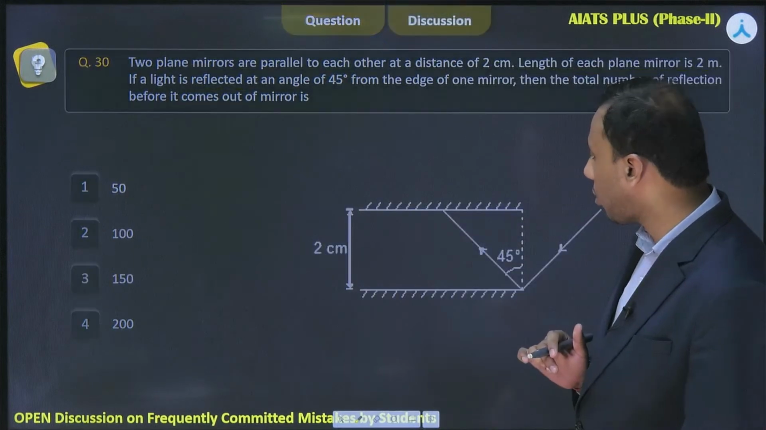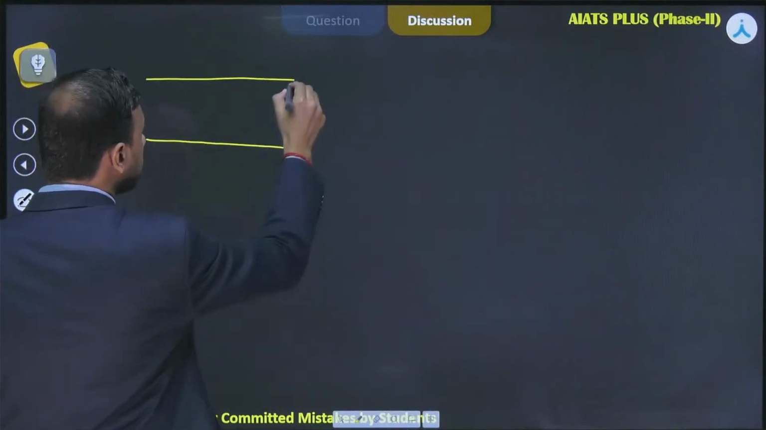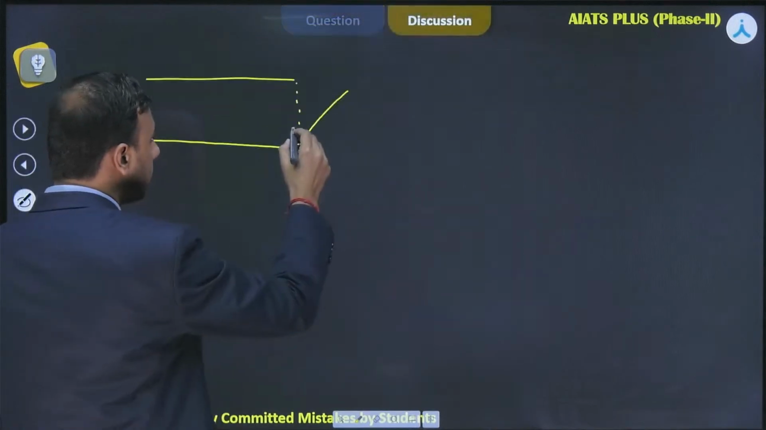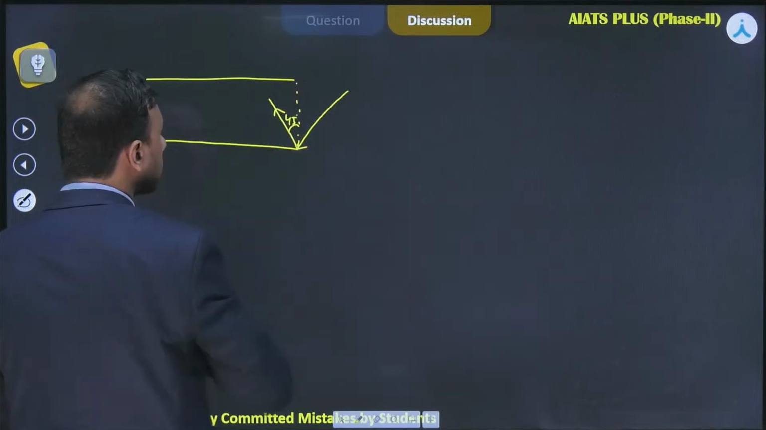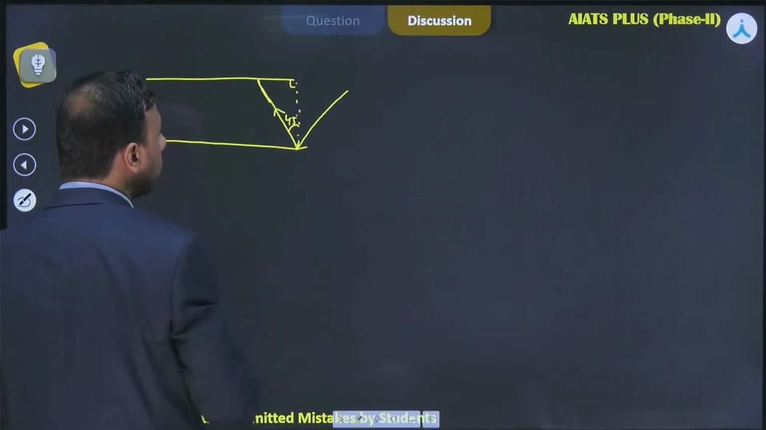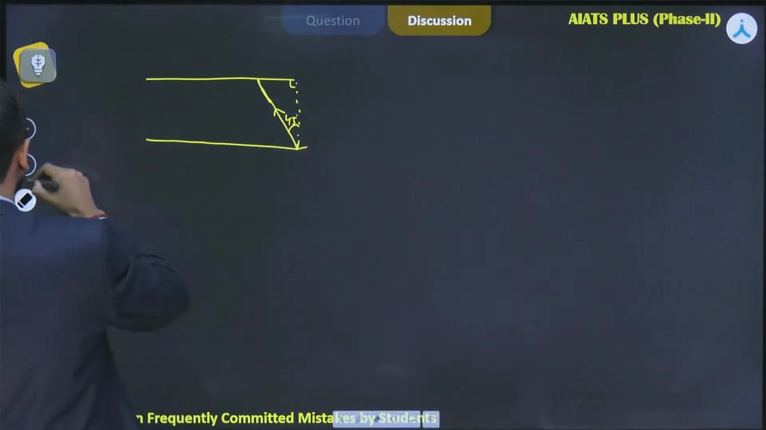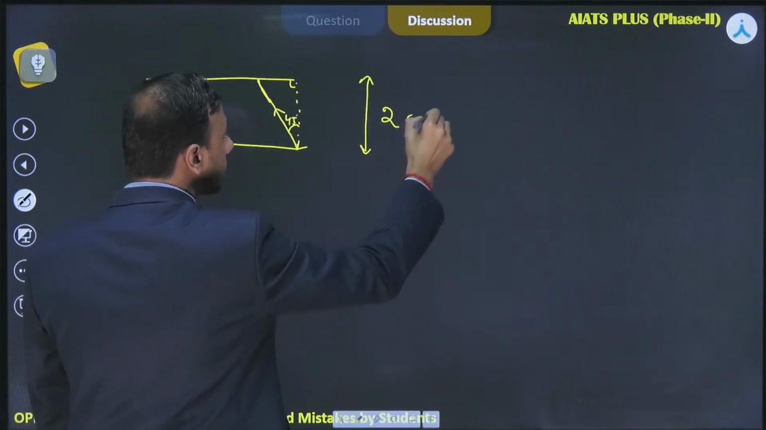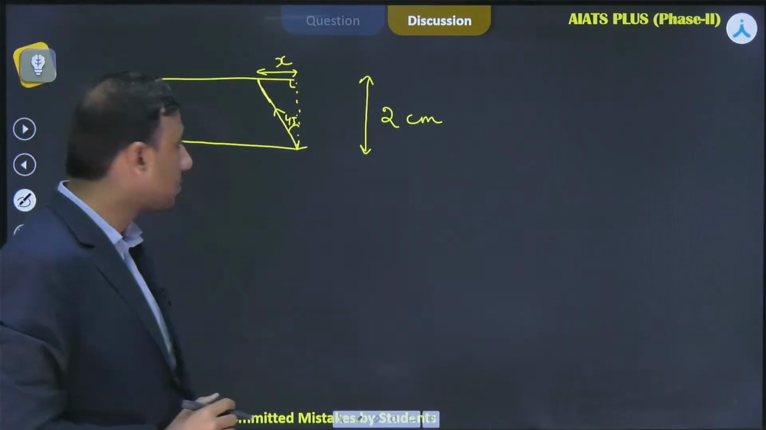Let me draw another diagram for you guys. It was incident like this, and it is emerging from here like this. And this angle was 45 degree, and this becomes a full triangle. This is 90 degree. If you want, I can erase this one for better understanding. And this distance was 2 centimeter. Let's say this is x.